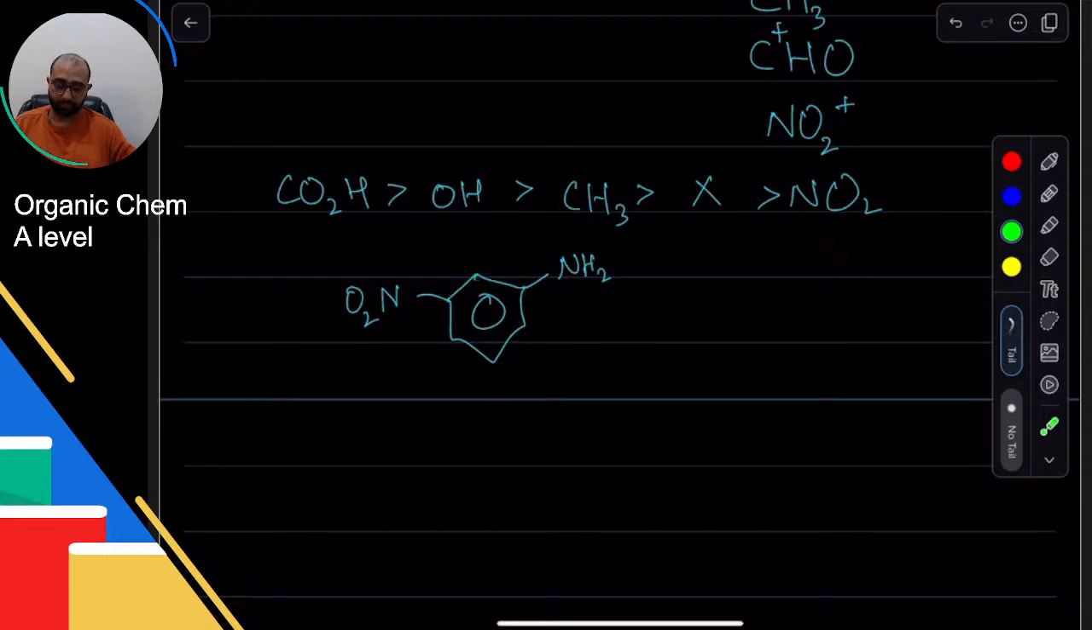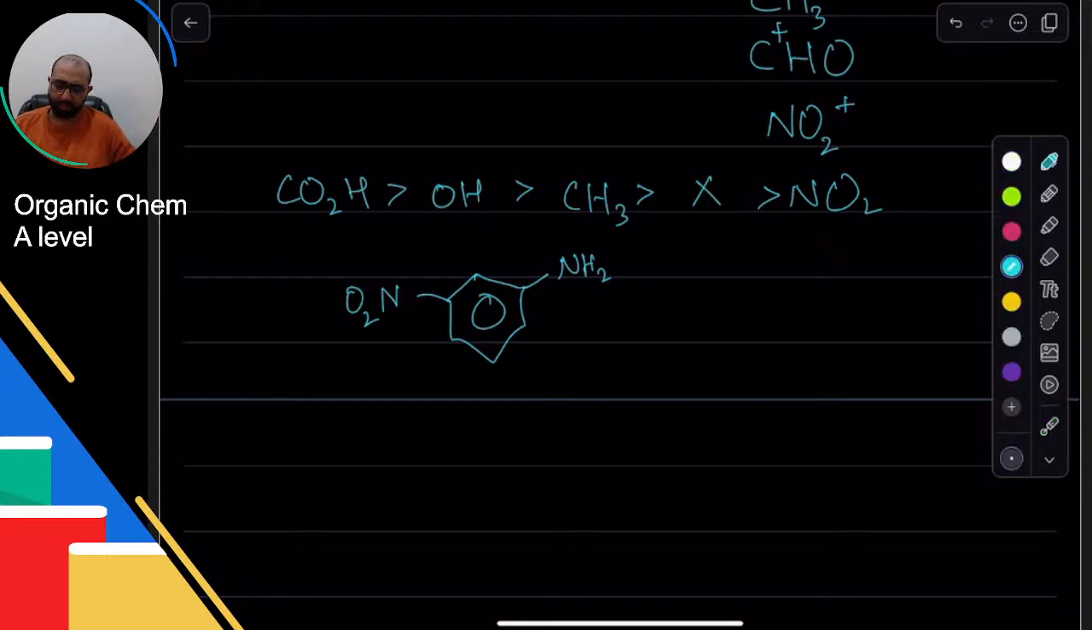Don't say 5, because 1, 2, 3 is smaller, 1, 2, 3, 4, 5 is bigger. Pick smaller numbers. So 3 nitro phenylamine. So that's the hierarchy in which this goes. Okay? So that's how we're going to name them. You can have like multiple groups.